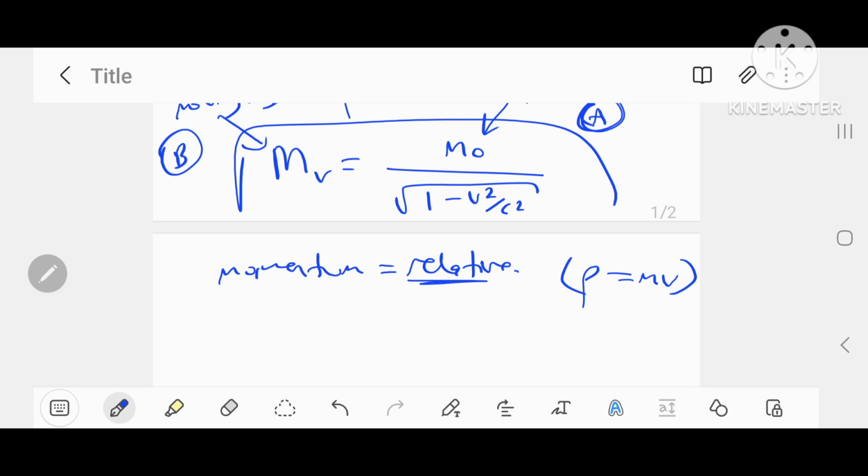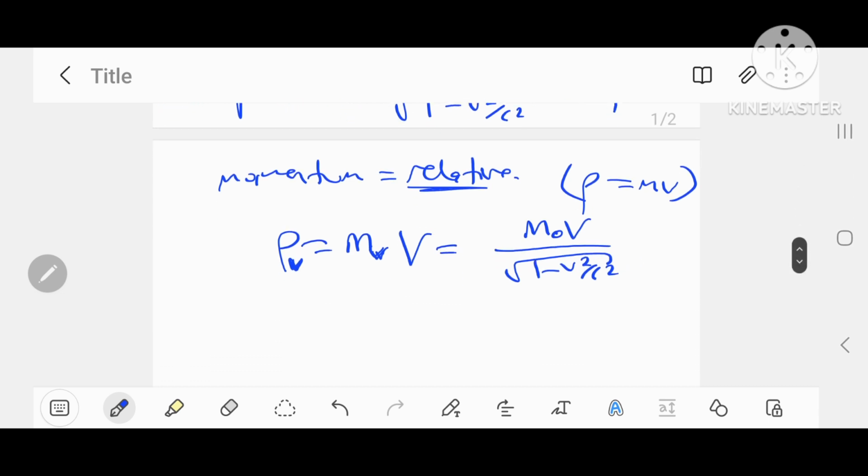So momentum in the moving frame of reference will be related to the momentum in the rest frame, given by this. We can therefore conclude that momentum in the moving frame of reference, given by P sub v, is equal to m sub v times v. That's equal to m sub naught v over the square root of 1 minus v squared over c squared.